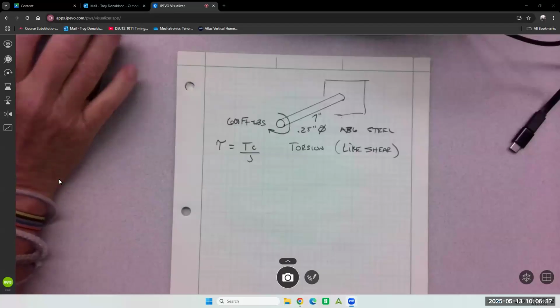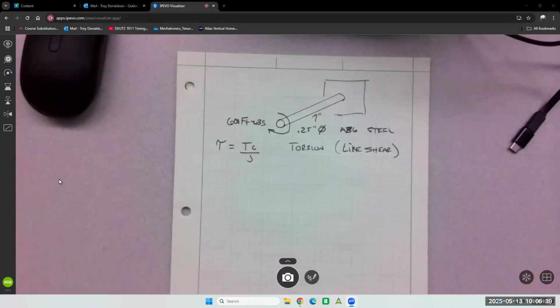So in the stress consideration chapter, we did thermal, we did stress concentrations, we did combined materials, and we did Poisson's ratio, I think. Right, so those are all just different kinds of stresses to consider. Torsion is also a new kind of stress to consider. It's like a shear stress.